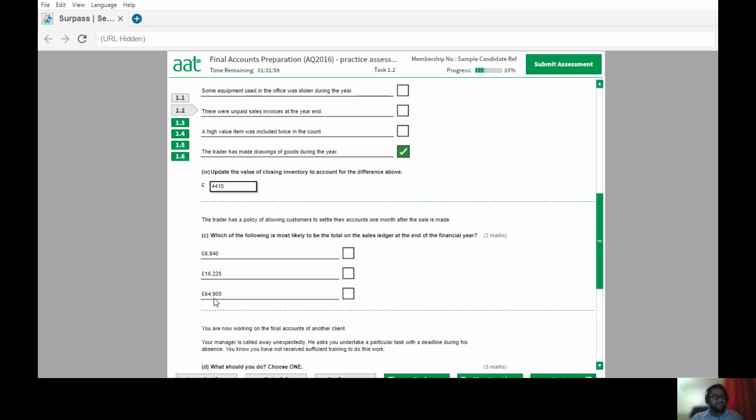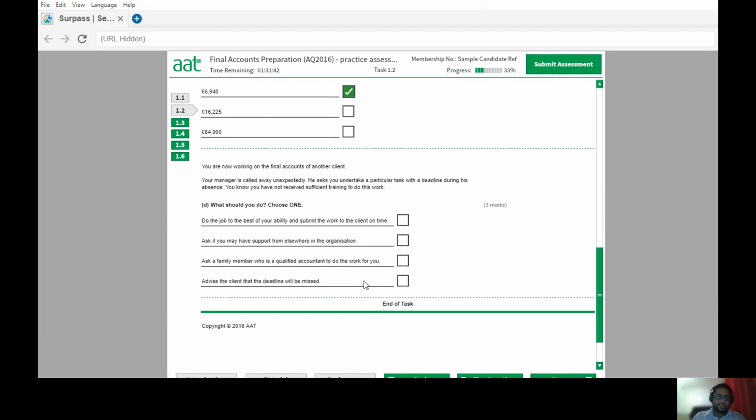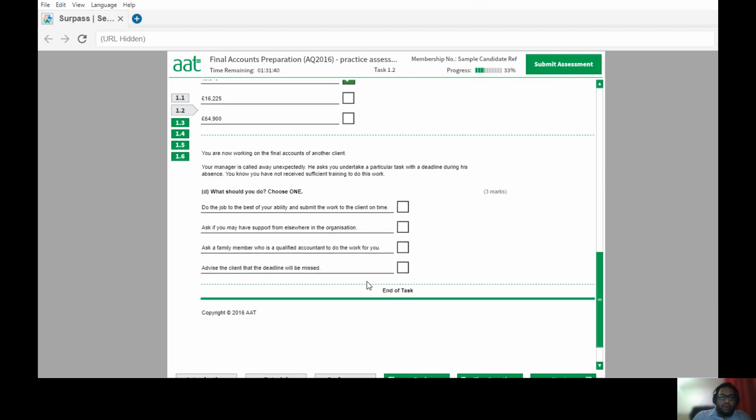It cannot be 64,900 because that is if they don't settle any bills at all. 16,225 is also way beyond your monthly revenue. So therefore, the only option is going to be closer to that amount, £6,940. Okay. Next one, you're now working on final accounts of another client.